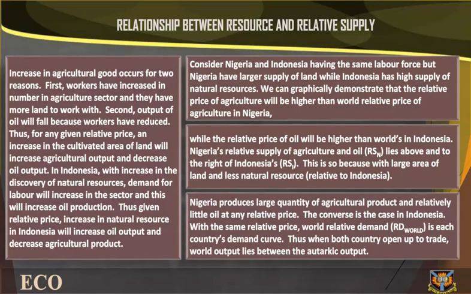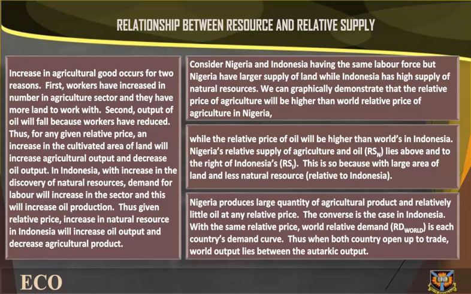Increase in agricultural good occurs for two reasons. First, workers have increased in number in agriculture sector and they have more land to work with. Second, output of oil will fall because workers have reduced. Thus, for any given relative price, an increase in the cultivated area of land will increase agricultural output and decrease oil output.